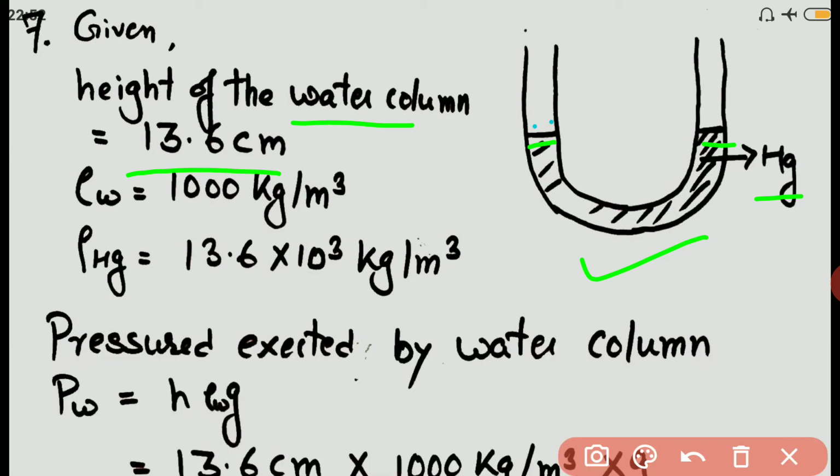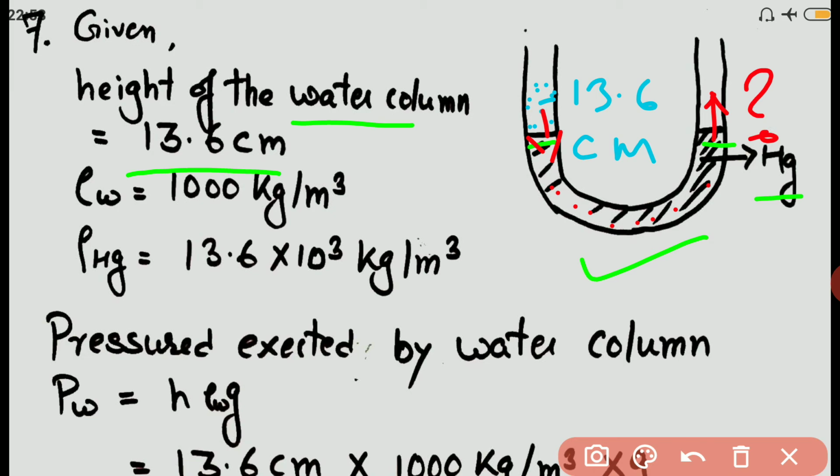Suppose you are pouring water whose height is now 13.6 centimeter, right? Now, as you all know, this water's height will try to give some pressure on the free level of the mercury. If it applies pressure, the pressure gets transmitted and hence this mercury level should rise a bit here. Now, to what height should the mercury level rise? That is the question, right?